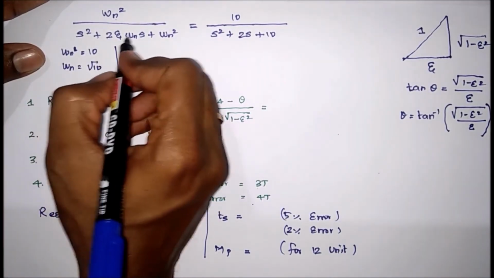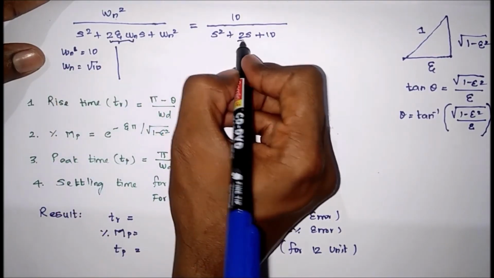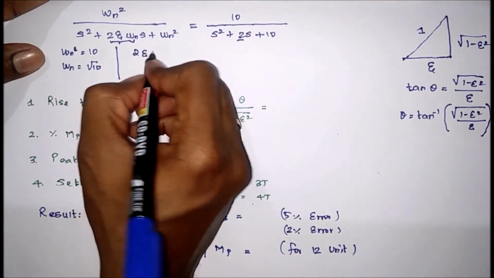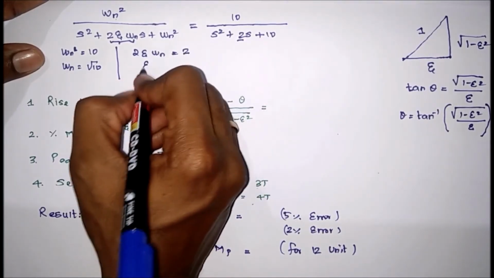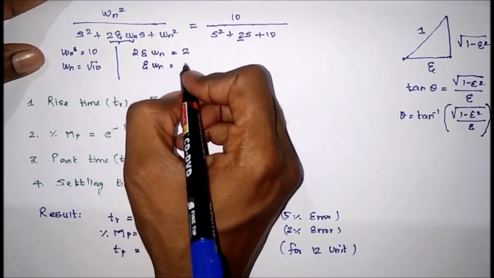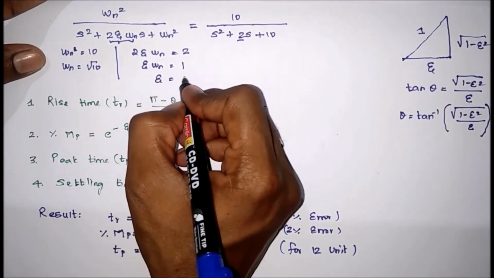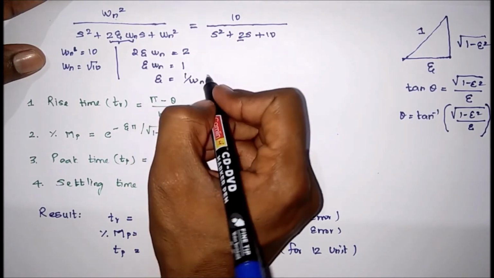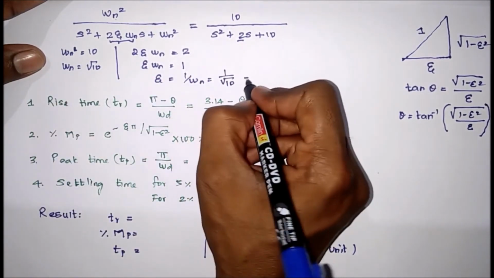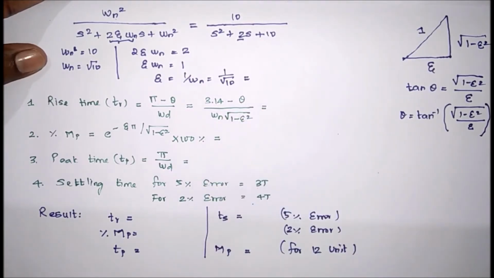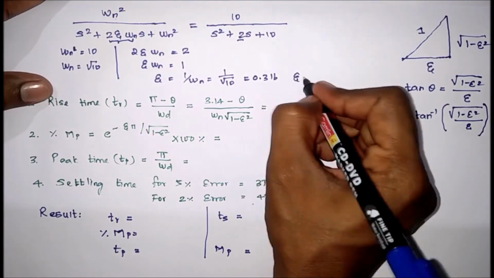Next, 2 eta omega n, we have to compare this and this. So 2 eta omega n equal to 2, so eta omega n equal to 1. We know omega n, therefore eta equal to 1 divided by omega n, so eta equal to 1 by root 10. Therefore eta equal to 0.316. So this is the eta value.